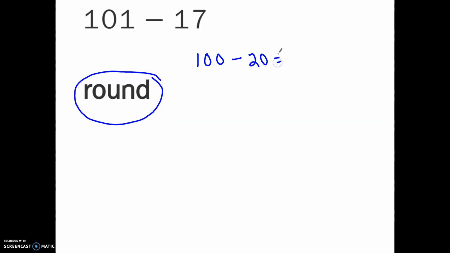So an estimated answer is about how much? It's not the exact answer, it's an estimated answer. So 101 minus 117 is about 80. This is the skill that we're going to work on in the next few slides.